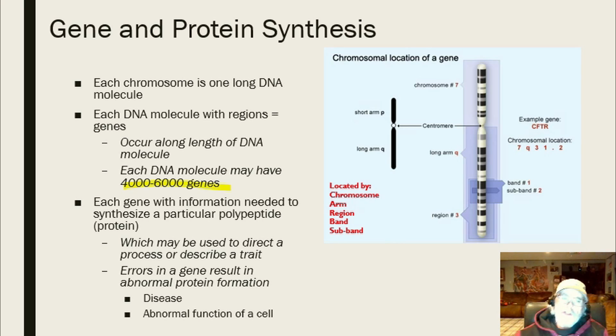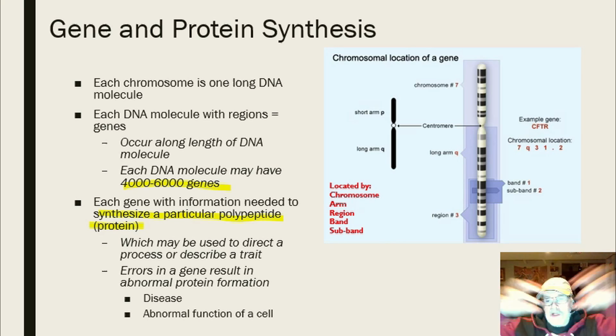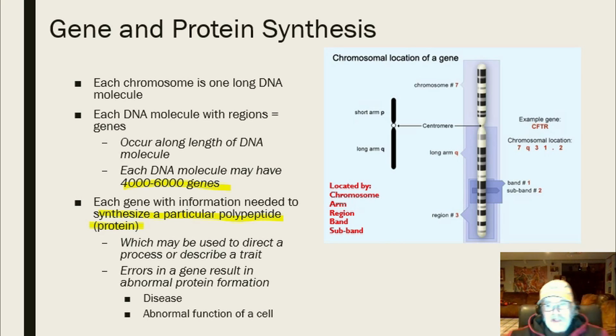Each gene has the information that's needed to synthesize a particular polypeptide or protein. Polypeptide is a protein. Peptide is two or more amino acids that are put together. A polypeptide is multiple amino acids, and basically that polypeptide is actually a protein, because a protein is a long string of amino acids. They're folded and clumped and all kinds of stuff like that. So this gene can be used as a direct process, such as a protein to do something, or a particular trait that we might exhibit in the body.